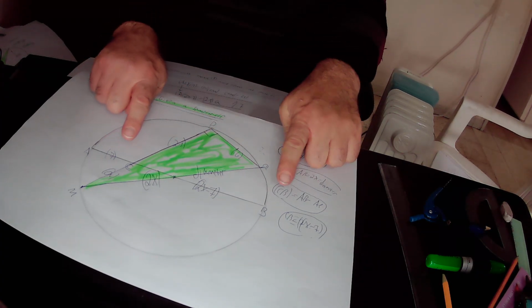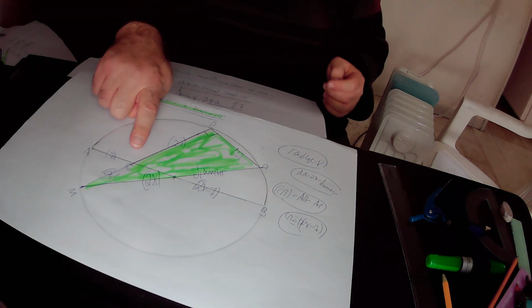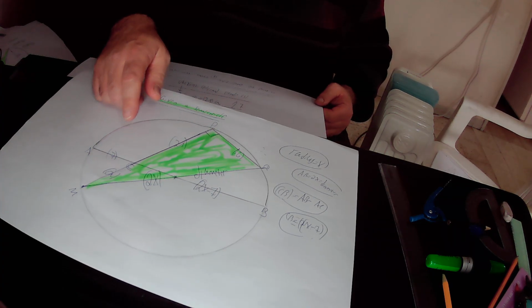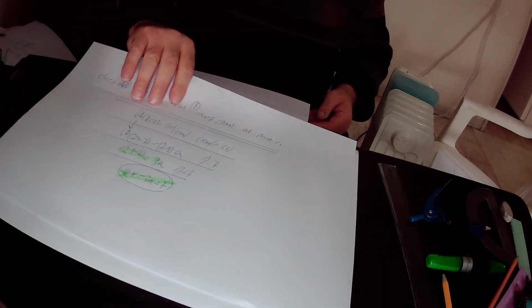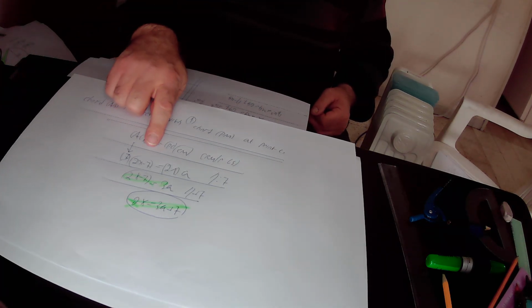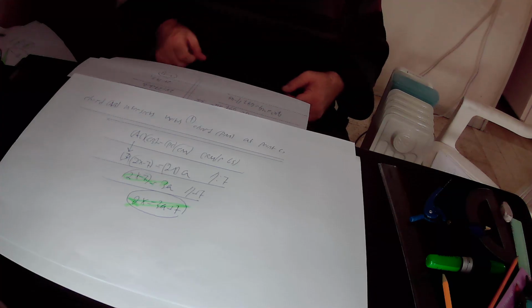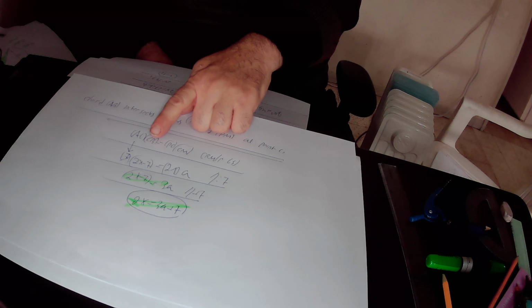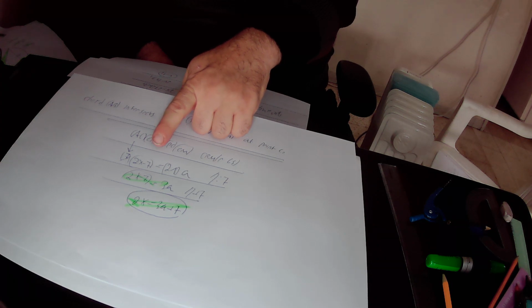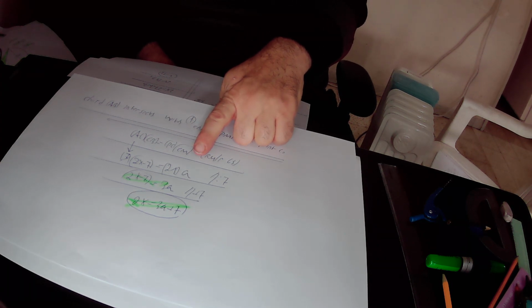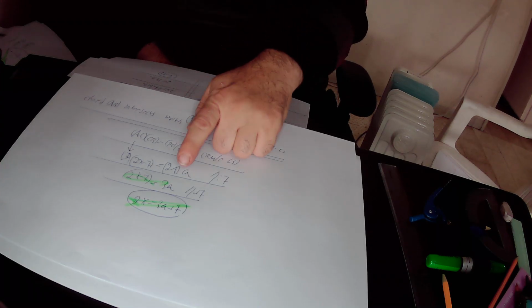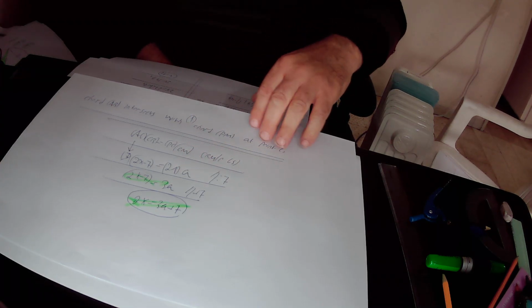AC is 7 times CB, and CB is 2x minus 7. It equals PC, which is 21, times CM, which is a. So in total, 7 times (2x minus 7) equals 21a. Here we divide this equation by 7. The 7 cancels, and we are left with 2x minus 7 equals 21a over 7, which is 3a. So 2x minus 7 equals 3a. Here we add 7, and we find that 2x equals 3a plus 7.